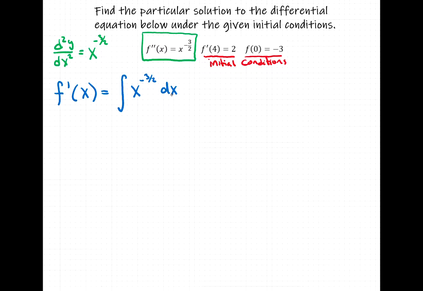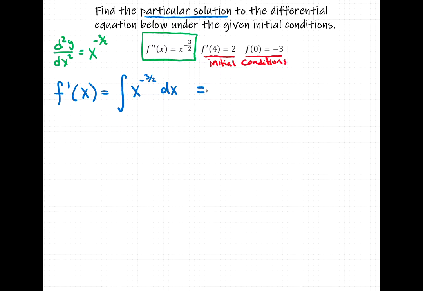Now, we're looking for the particular solution. So remember, when you're finding an antiderivative or evaluating an indefinite integral, there are always infinitely many solutions. And that's because of the plus c, or the constant of integration. So we're looking for the one specific antiderivative that meets this first initial condition. And then when we take the antiderivative again, we're going to look for the one specific solution that meets the second initial condition.